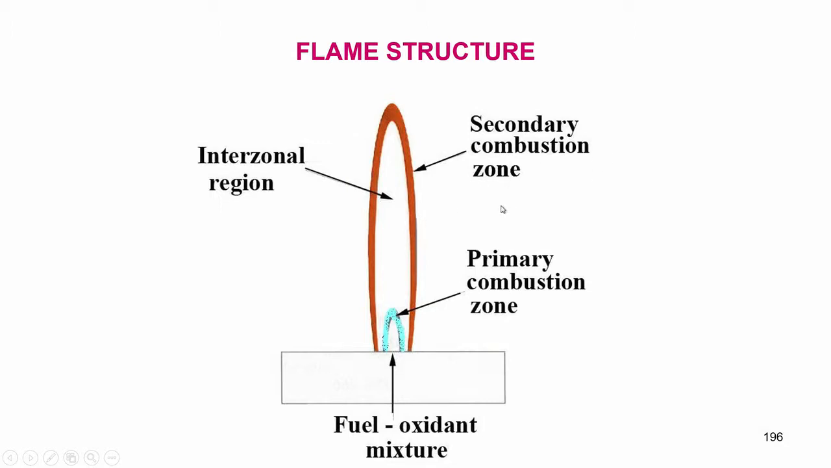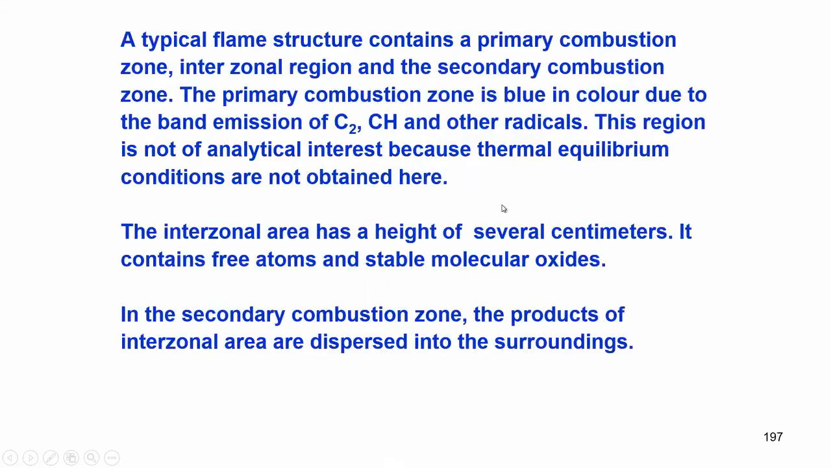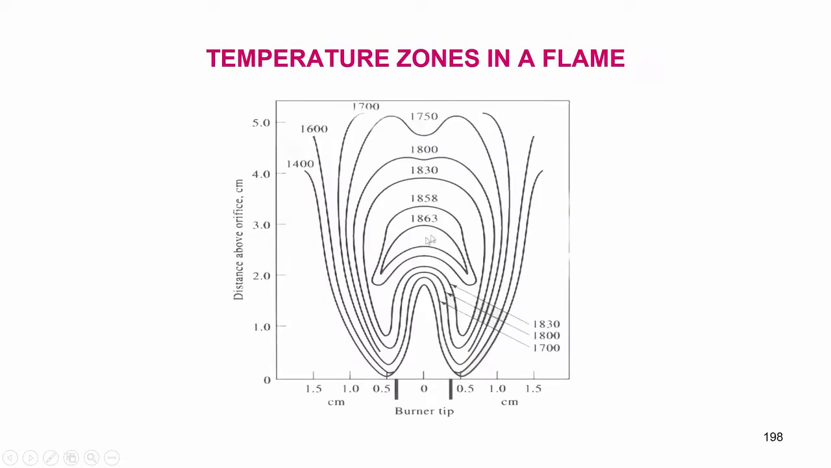This I had explained to you, and the temperature variations of this flame. We have seen that the optimum temperature is somewhere around 2 to 3 centimeters height from the origin of the flame, and it extends about 0.5 centimeter on the left and right of the flame.